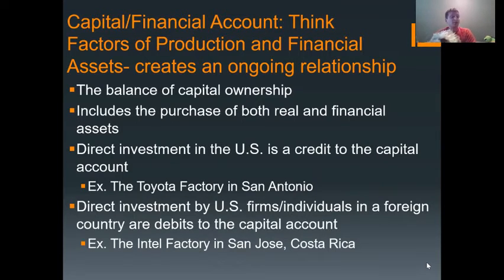So Toyota, a Japanese company, builds a factory in San Antonio. That is direct investment in the U.S. That is a credit to the U.S. capital account. If a U.S.-based company like Intel builds a factory in San Jose, Costa Rica, that is a debit to our capital account.